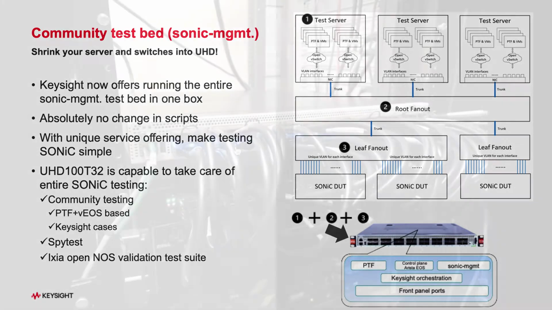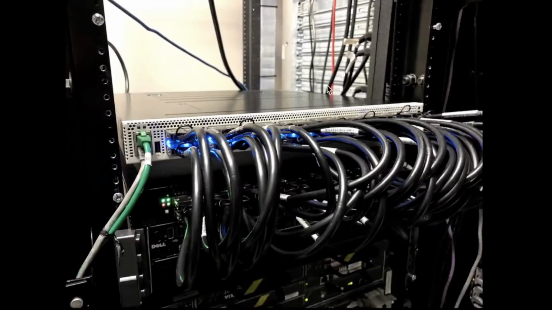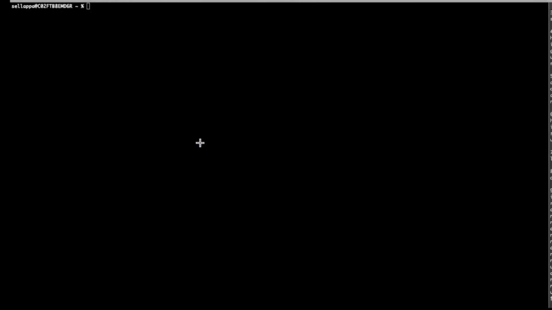The physical look of the setup is you have one UHD device with all 32 ports connected to a DUT below. In this case, we have an Edgecore DUT. As you see, we have minimized the root, leaf, and the test server into a single rack unit device, which is a UHD. With just a few clicks and a few CLI commands, we can get started with setting up the testbed. So let's get started with the CLI.